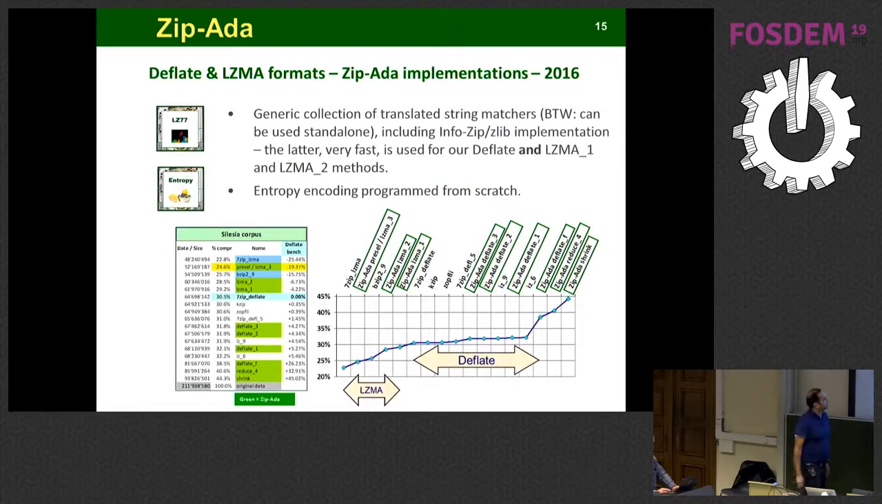So now, again a comparison only with the zip format. So here it's a kind of standard benchmark data set, Silesia corpus. So here you have the 7-zip, and here it's Info-ZIP, so the same as Zlib. BZip2, and again 7-zip, but with the LZMA compression. And here in green, it's the results with Zip-Ada. So it's not too bad.